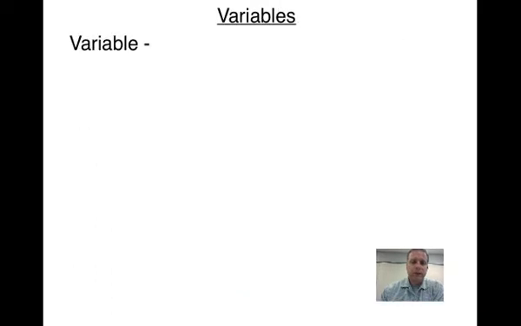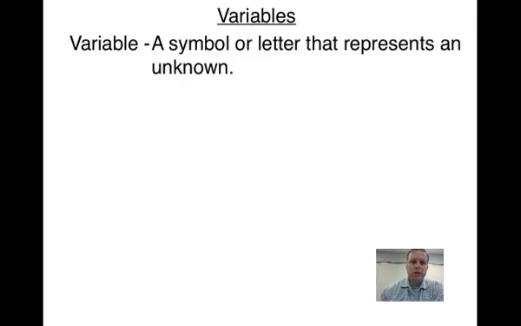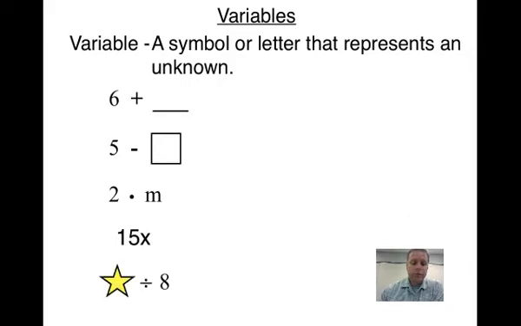Variables. A variable is a symbol or letter that represents an unknown. So it could be a blank spot, it could be an empty square, it could be 2 times, it could be m, it could be an x next to a numeral, it could be a star or a happy face, or pretty much anything that is a blank just showing to represent something.